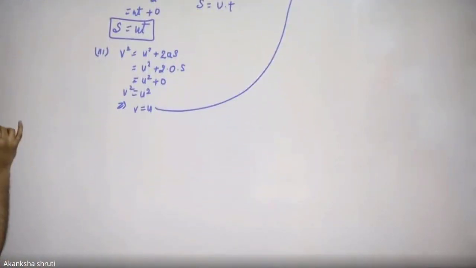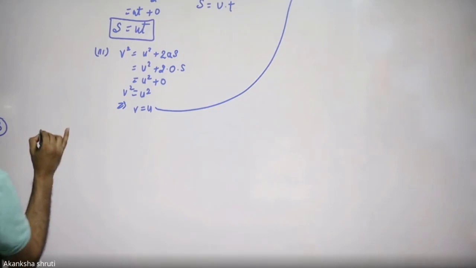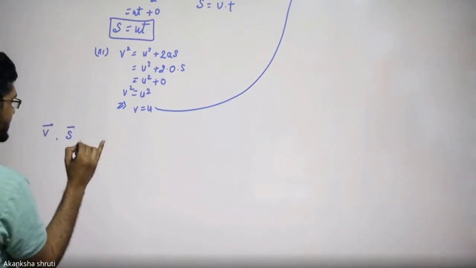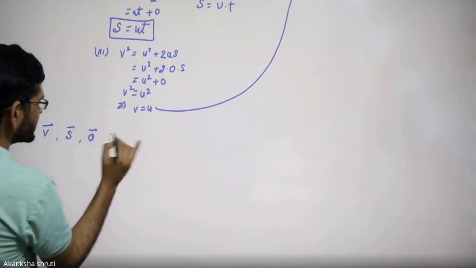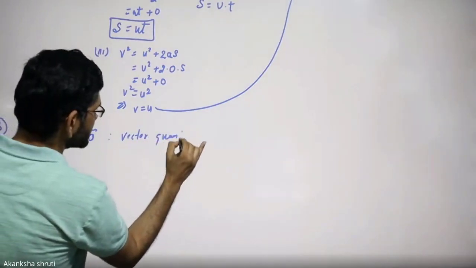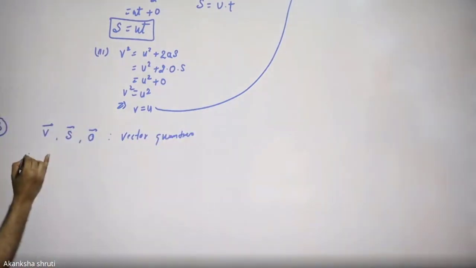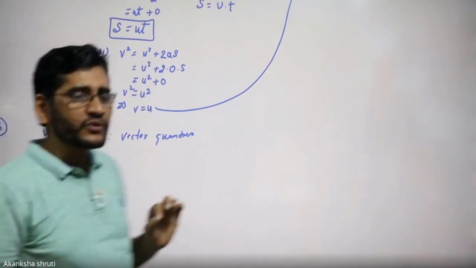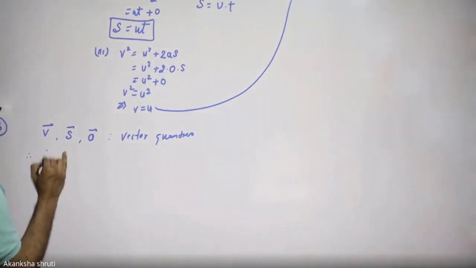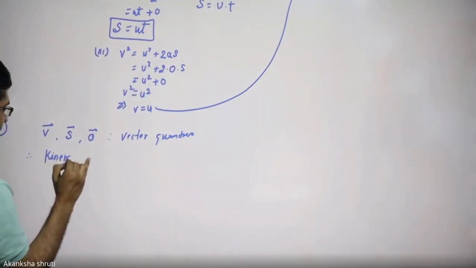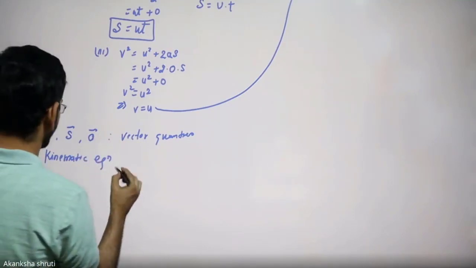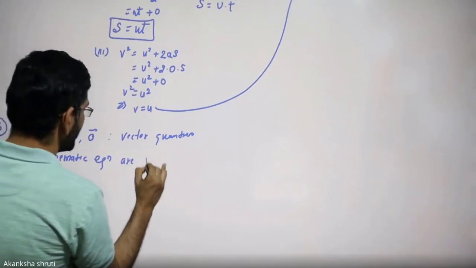Student, the third point is, here we have this velocity, this displacement, this acceleration. What are all these? These are vector quantities. Therefore, these kinematic equations are also vector equations. Keep in mind, students, all the three equations that we have written above are vector equations.